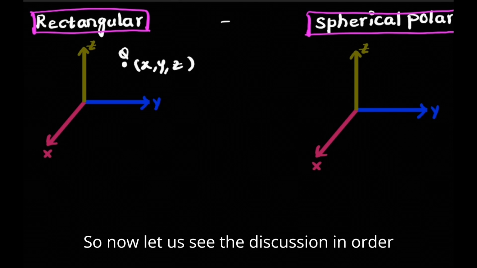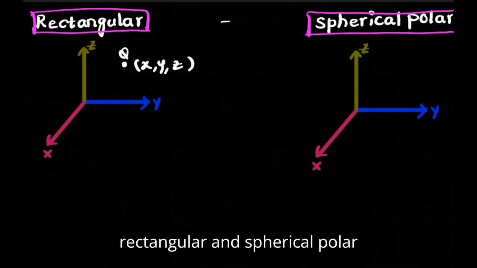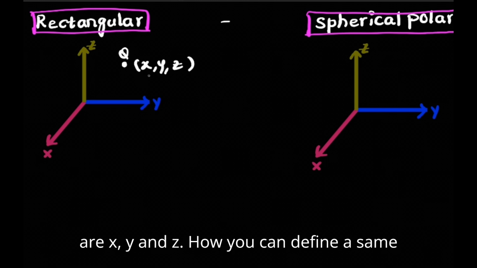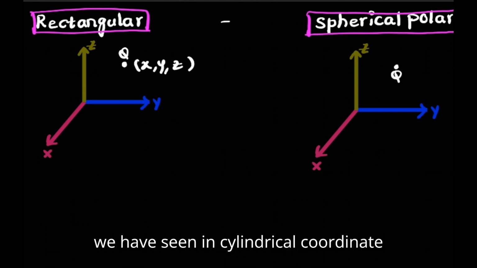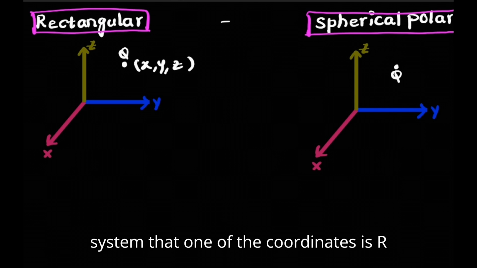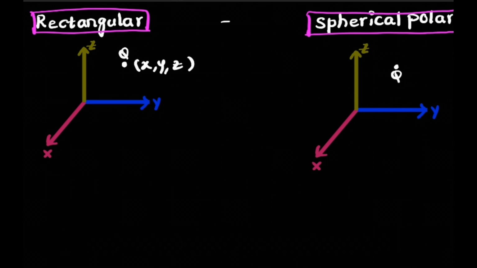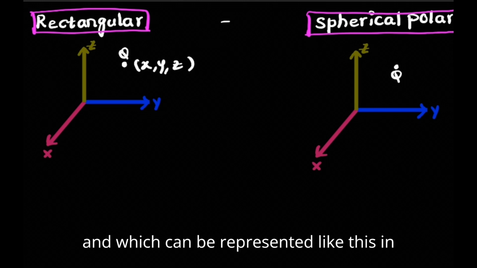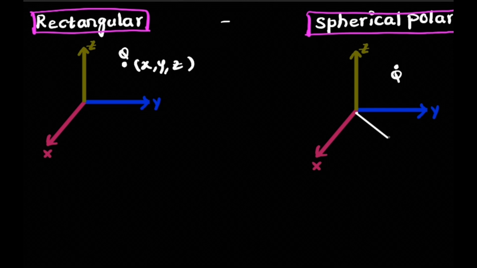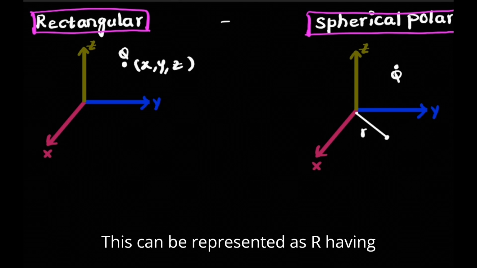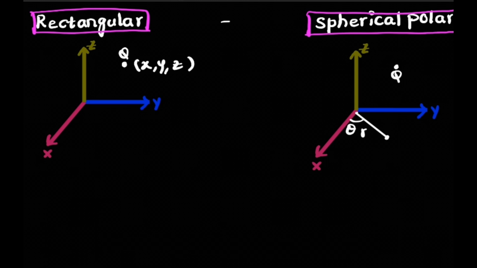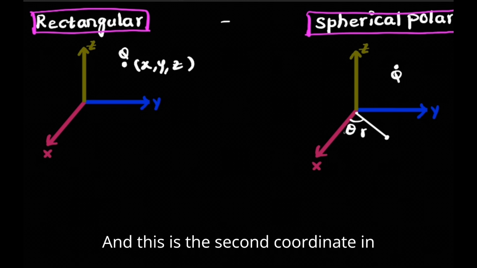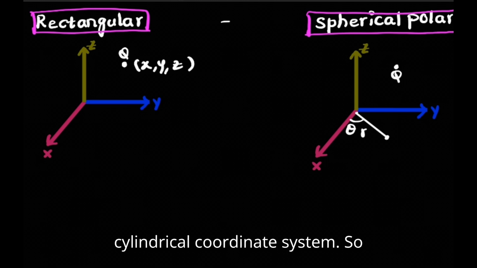So now let us see the discussion to form the relationship between rectangular and spherical polar coordinates. As we have already seen, rectangular coordinates are x, y and z. How can you define the same point Q in the three-dimensional spherical polar coordinate system? We have seen in the cylindrical coordinate system that one of the coordinates is r, which can be represented like this in the xy plane. This can be represented as r having a rotation through an angle theta with respect to the x-axis, and this is the second coordinate in the cylindrical coordinate system.